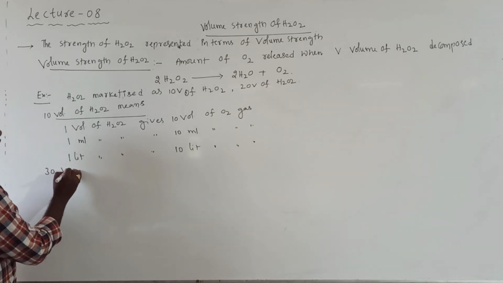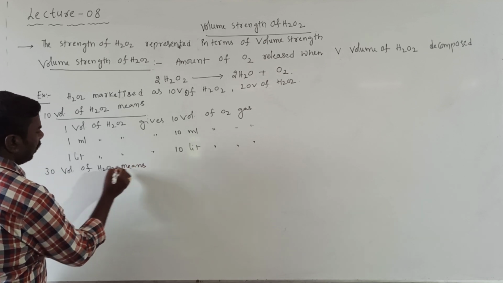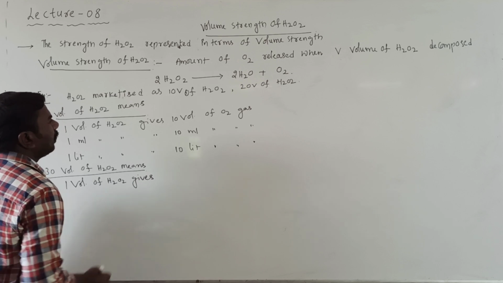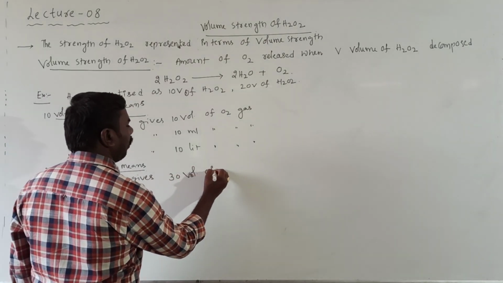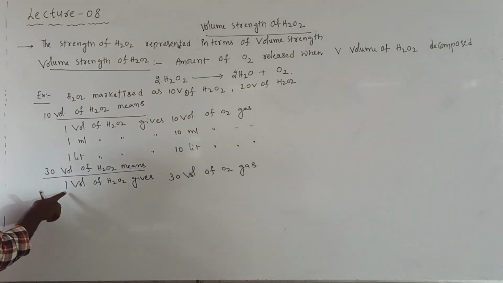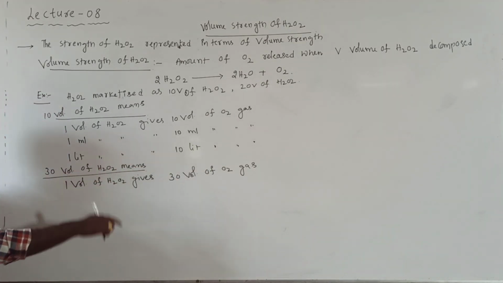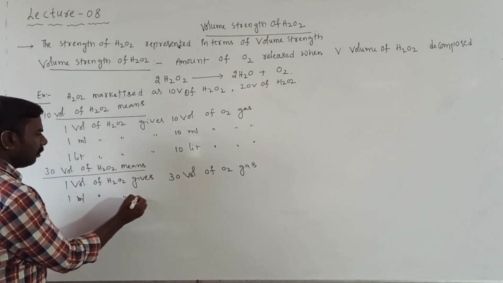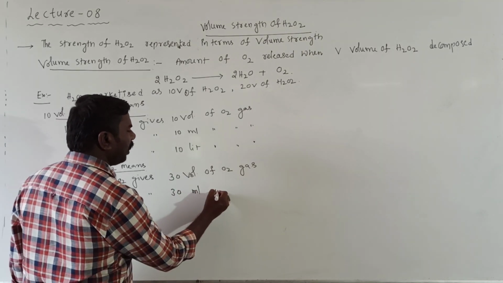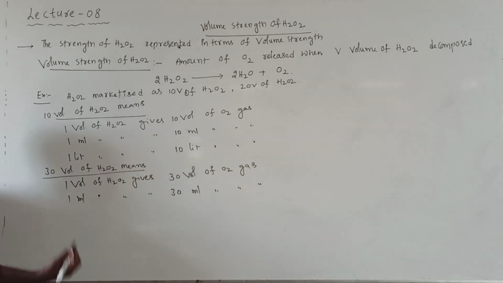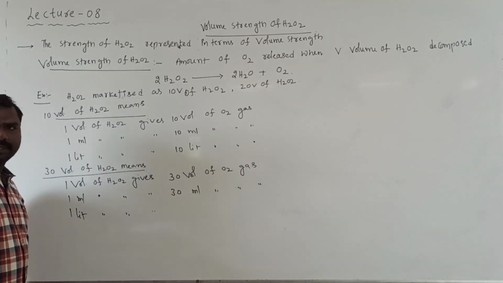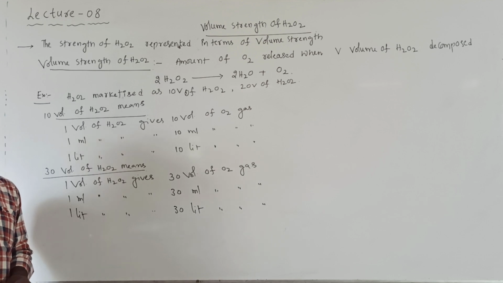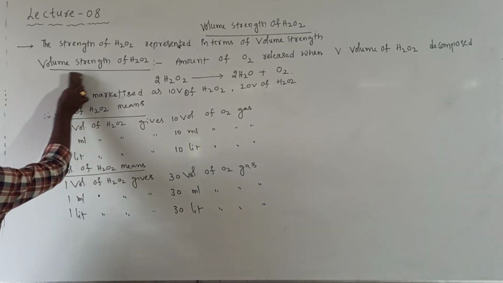For example, 30 volumes of H2O2 means 1 volume of H2O2 gives 30 volumes of oxygen gas. Clear? That is called 30 volume H2O2. Otherwise, if volume is taken in milliliters, 1 milliliter of H2O2 gives 30 milliliters of oxygen gas. Similarly, if you take liters, 1 liter of H2O2 gives 30 liters of oxygen gas. This is the meaning of volume strength.